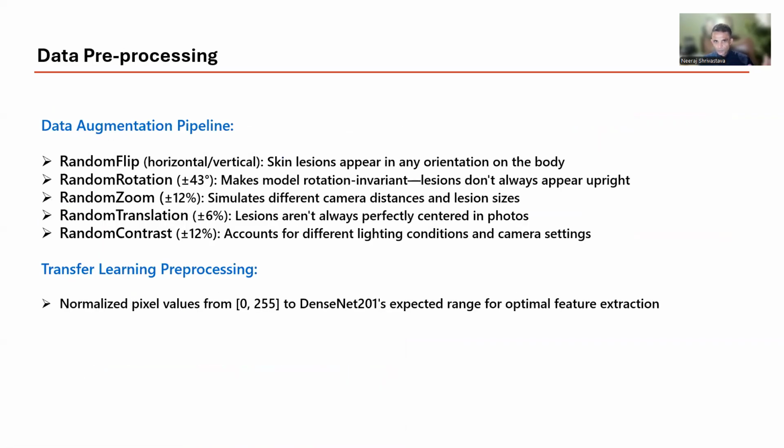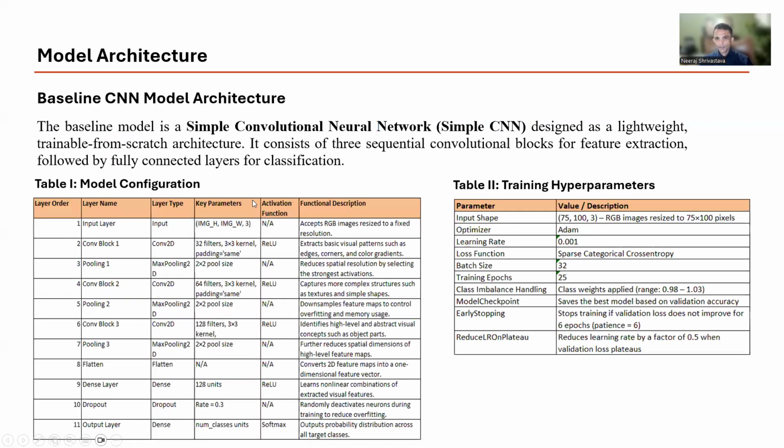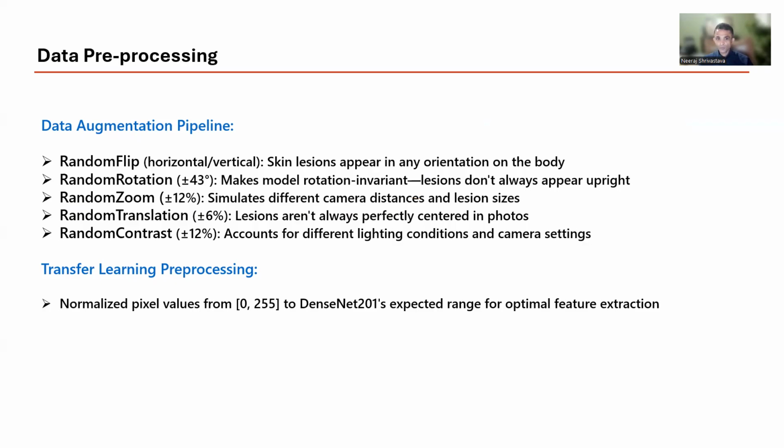Now, as part of the data pre-processing, which is a very important step in this case, the data augmentation pipeline had a number of steps. For example, random flip, and random rotation of plus or minus 43 degrees, which makes the model rotation invariant, since lesions do not always appear upright. Random zoom of plus or minus 12% simulates different camera distances and lesion sizes. Random translation of plus or minus 6%, because lesions are not always perfectly centered in photos. And random contrast of plus or minus 12%, accounting for different lighting conditions and camera settings.